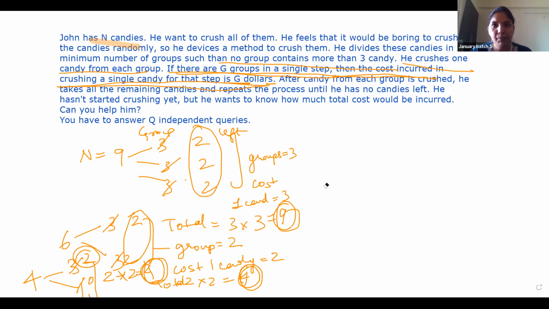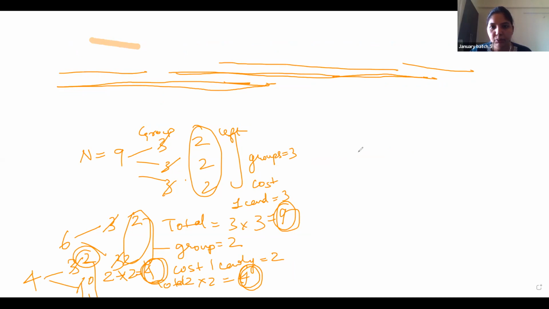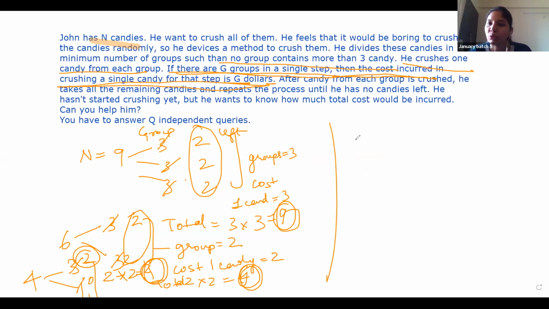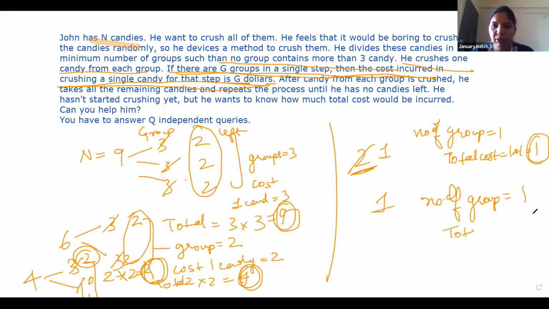Now remaining candies are what? 2. Now this cannot be divided into groups of 3. Only 2 candies are there. So this will be only one group. Here we will crush 1. So number of groups was what? 1. So cost of crushing 1 candy will be what? 1. Now how many candies are remaining? 1. Number of groups are what? 1. So total cost is what? 1.